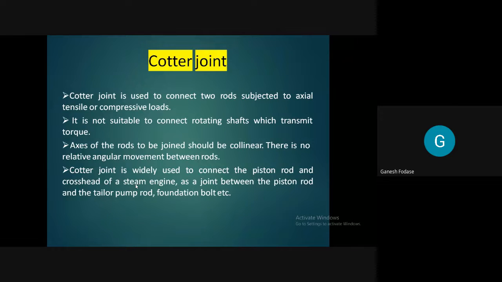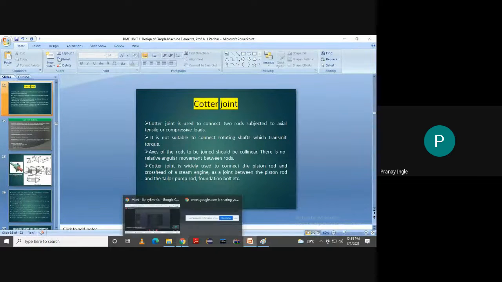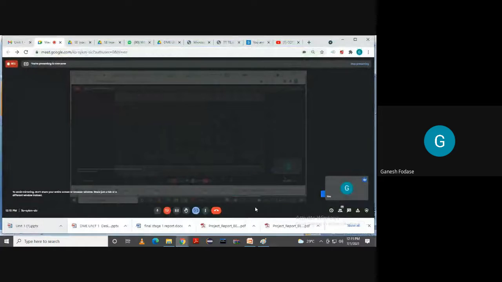Next. Everyone, please think about this. Then only you are able to design. Any other application? In reciprocating steam engine. Where, what? Steam engine is a big component. No? Where is it? In where? Exactly where?